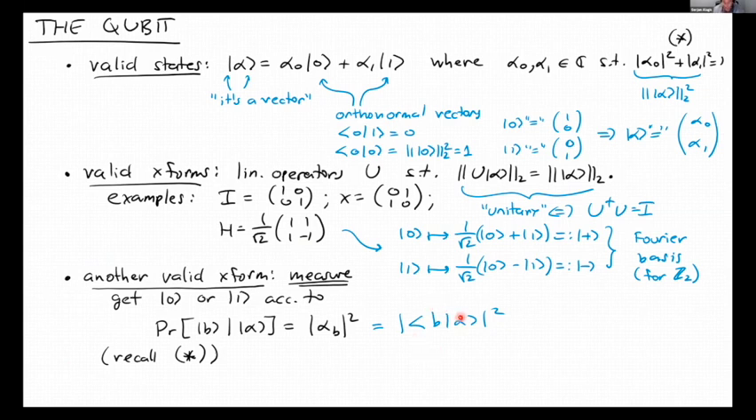Another valid transformation that's allowed is measuring the qubit. If we measure this qubit here, we're going to get one of the basis states, so a classical bit value, and which one we get is determined by this probability distribution. The probability that we observe ket 0 will be alpha 0 squared, and likewise for 1. And that's, of course, a valid probability distribution by this property here.